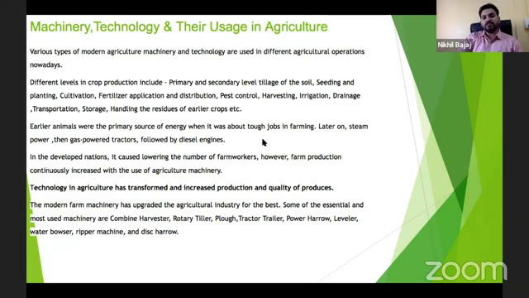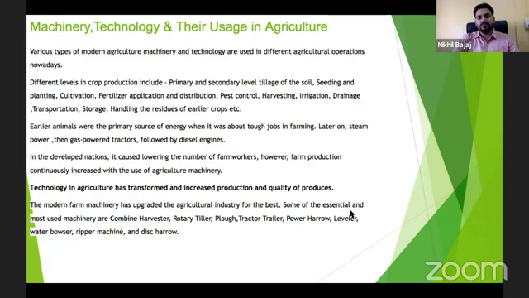So, in the developed nations, it has lowered the number of farm workers, but farm production has continuously increased with the use of agricultural machinery. So, we can say that technology in agriculture has transformed and increased the production and quality of the products. Modern machinery has upgraded the agricultural industry for the best.